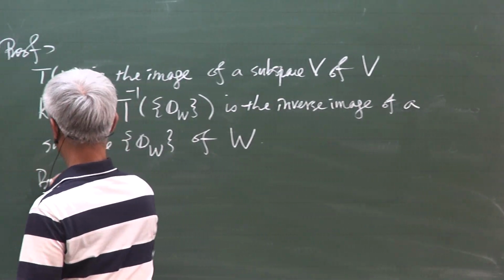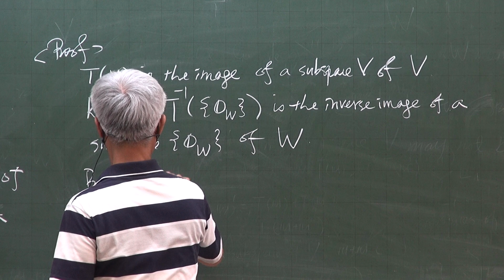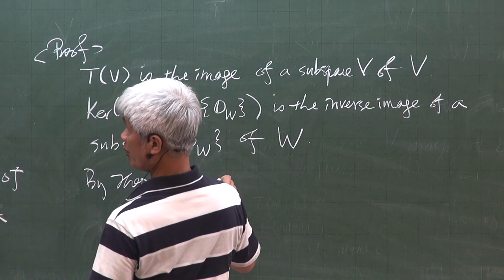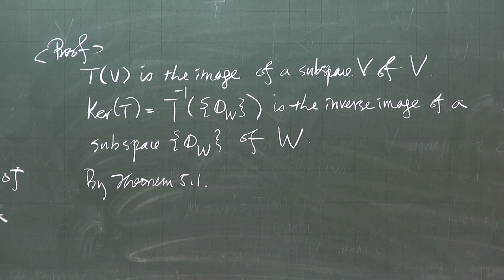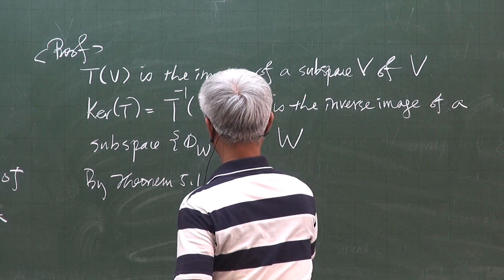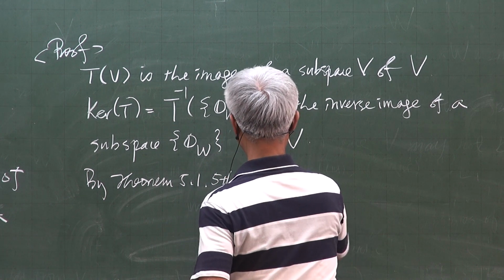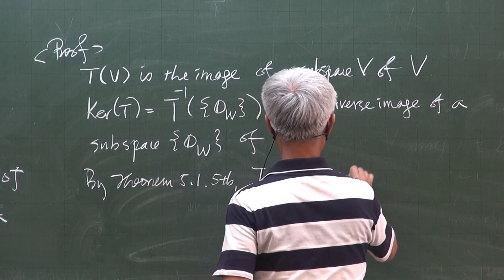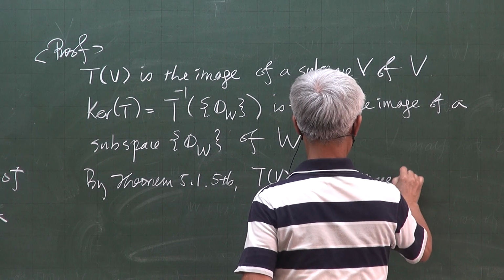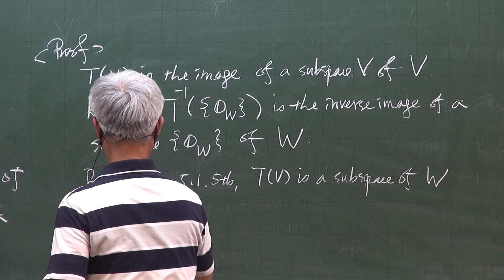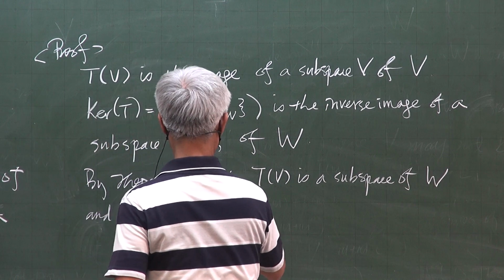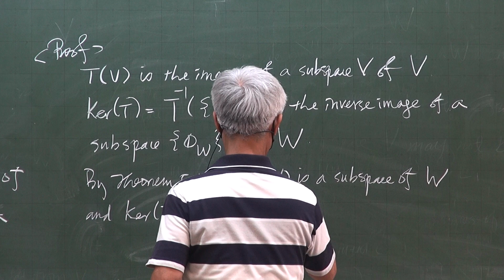So by theorem 5.1.5 plus 6, TV is a subspace of W, and the kernel of T is a subspace of V.